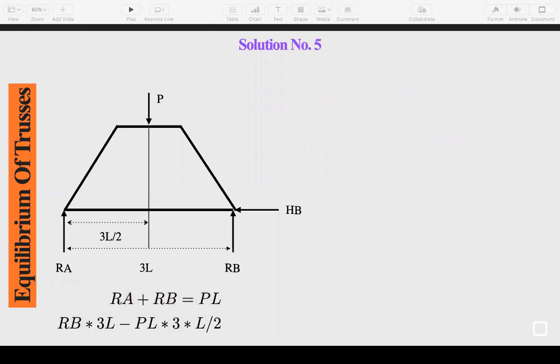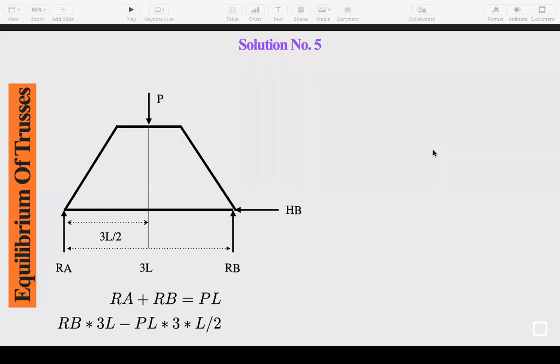So I have applied summation of Fx equal to 0 and summation of Fy equal to 0. So it will be RA plus RB is equal to PL. Now if you do summation of M equal to 0, if I take moments at point A, RB into 3L, RB into 3L.